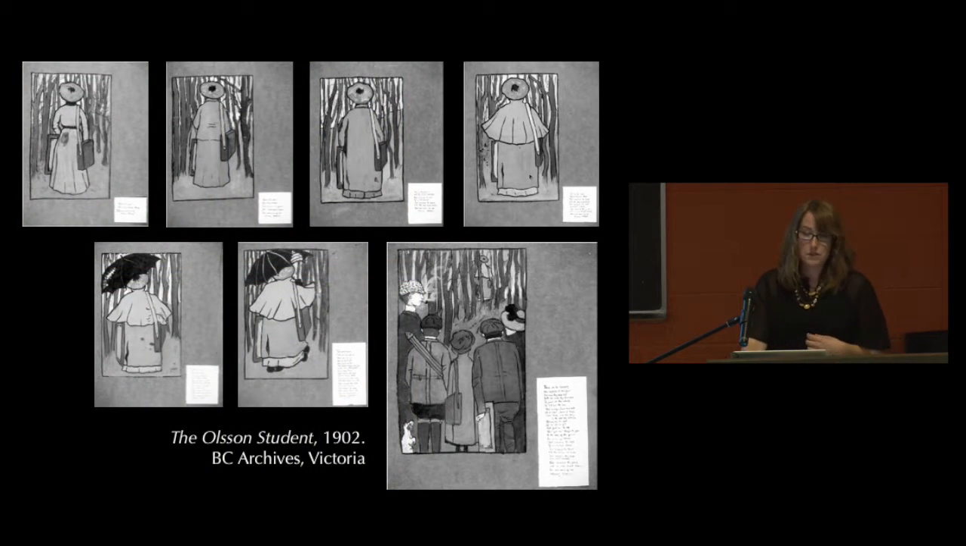This is the Olsen Student. This one was also produced while Carr was in England. This is a rhyming series of 7 illustrations and poems about her experience being a poor art student in the rural art colony of St. Ives in Cornwall.